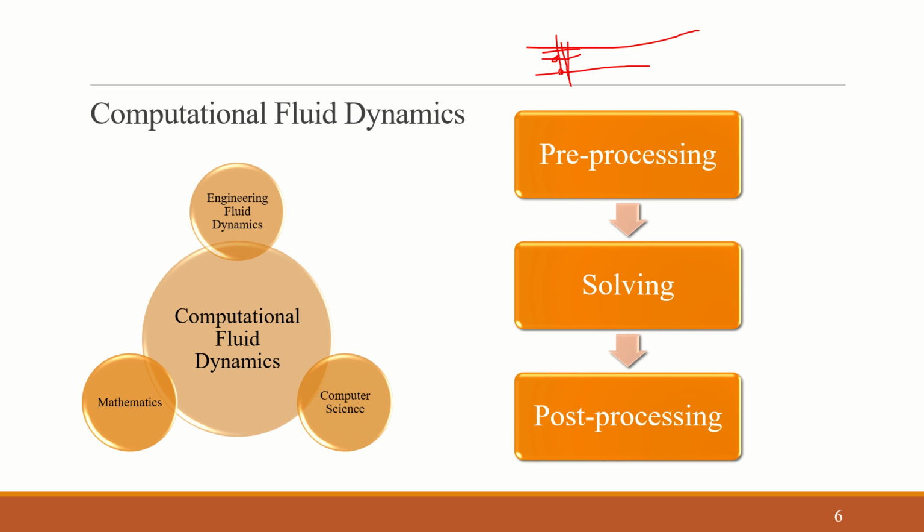The second one is solving. In solving, we solve the equations, for example mass conservation or momentum conservation equations, and we get the values. For example, in fluid flow, we might need to know the velocity of the fluid at all the points, so we solve for those. And in post-processing, from the obtained information, we get different plots and different observations. So these are the three basic things that we do in CFD: pre-processing, solving and post-processing.